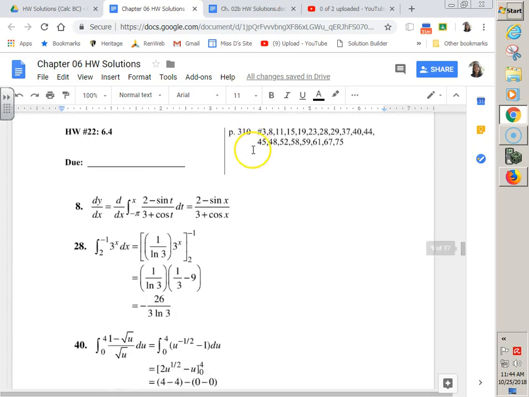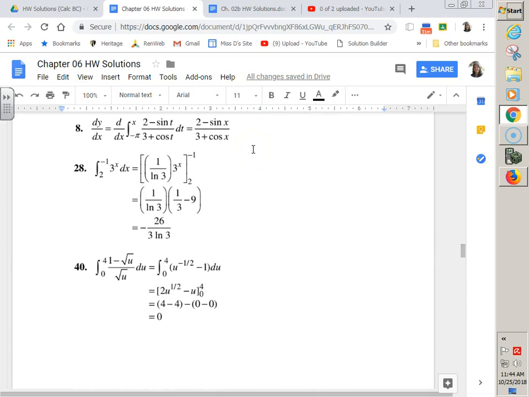So then 6.4, there you go, pause right there. I pointed out on number 28 the rule. That's one that you guys didn't like from last year. Integral of b to the u is 1 over ln of b times b to the u.